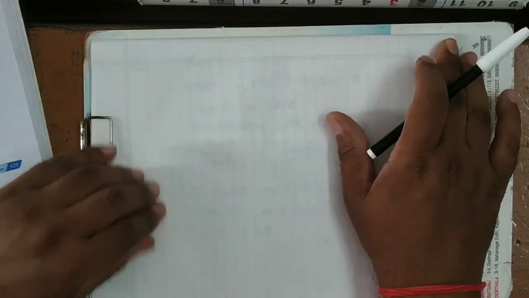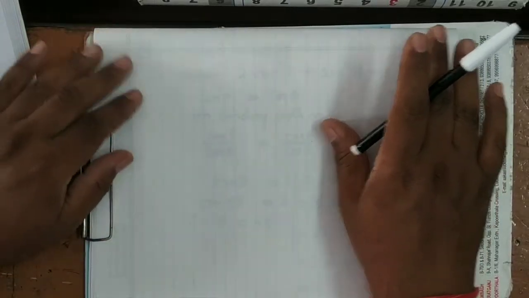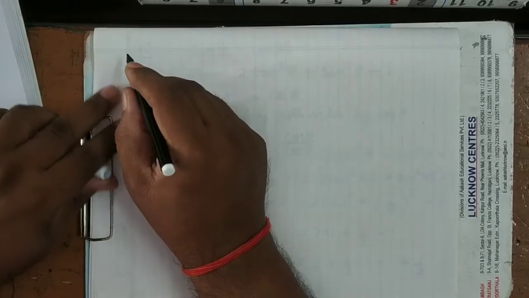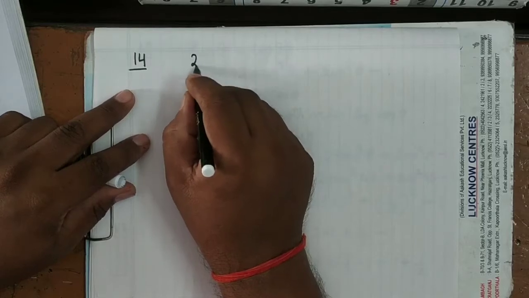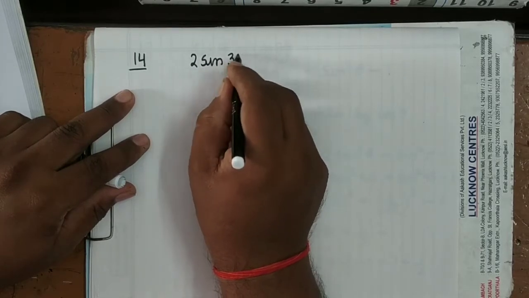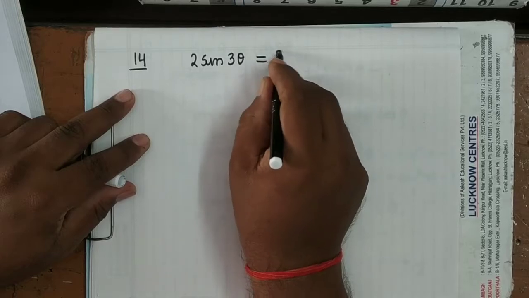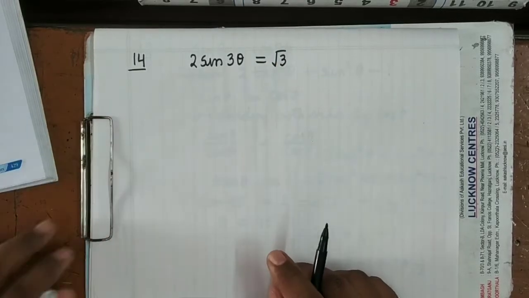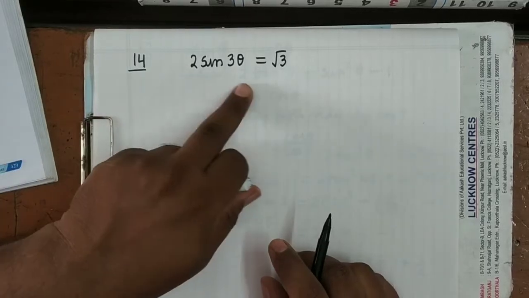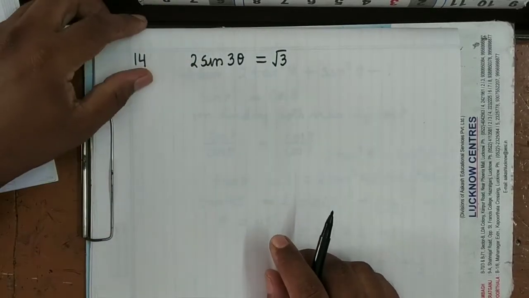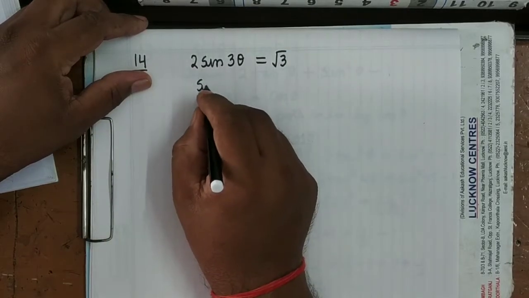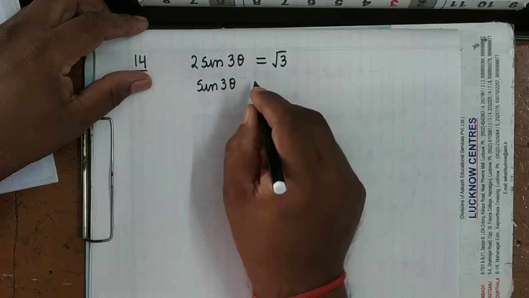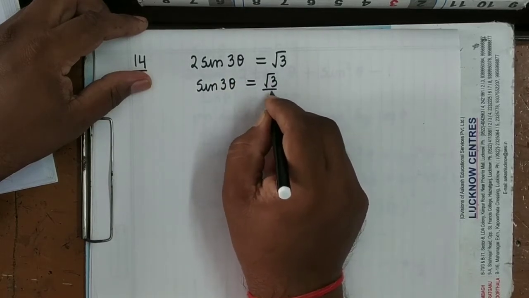Here you see, I am not doing question number 13. It's clear. Question number 14 you can see. 2 sin 3 theta equals root 3, and you have to find the theta. You have to solve this trigonometrical equation for theta. So 2 sin 3 theta equals root 3. So what will be sin 3 theta? It will be root 3 upon 2.